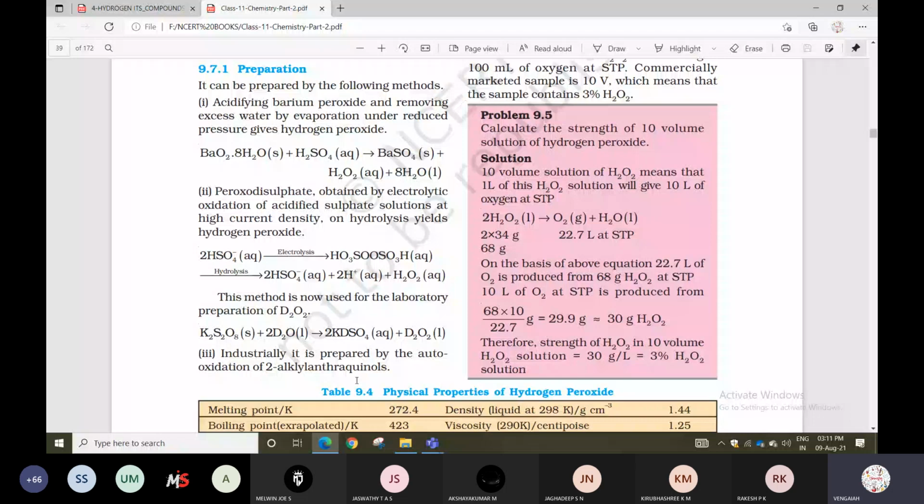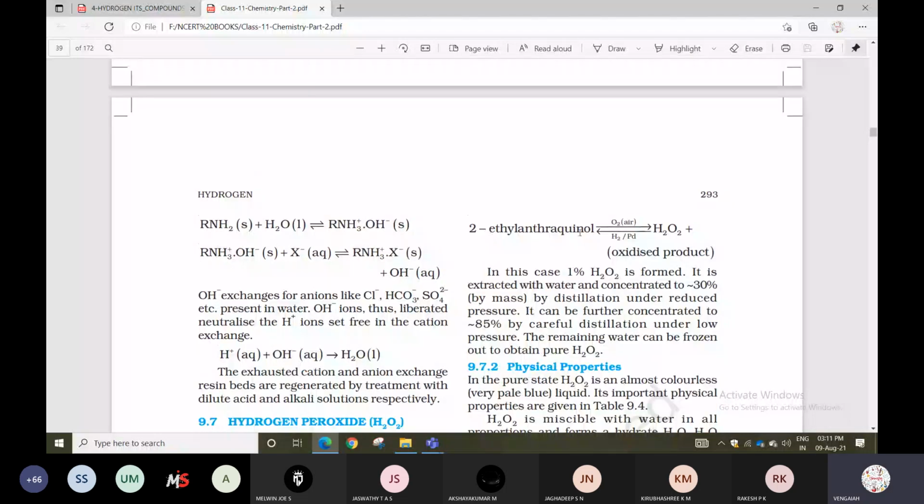So it is extracted with water and concentrated to 30% by mass. By distillation under reduced pressure, it can be further concentrated to 85% by careful distillation under low pressure. The remaining water can be frozen out to obtain pure H2O2. So this is how you can prepare it.